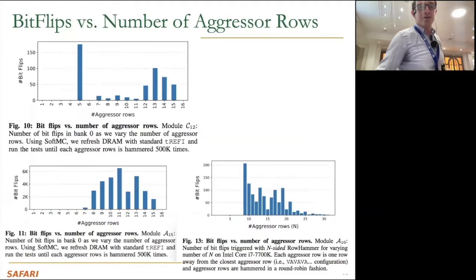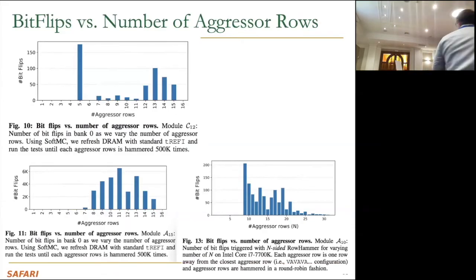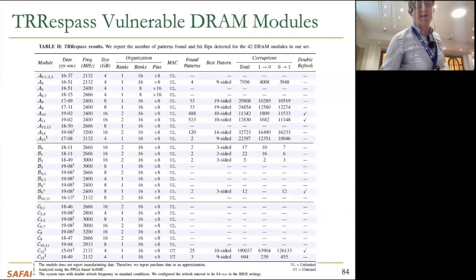Okay. And you can see that these are real results from real chips. In some chips from one of the manufacturers, you need to hammer 5 rows to get a bit flip. In some other chips, you need to hammer 7 rows. Here, you need to hammer 9 rows, for example. So it's really dependent on the chip and the manufacturer and how well you can reverse engineer things. But it's possible to do it.